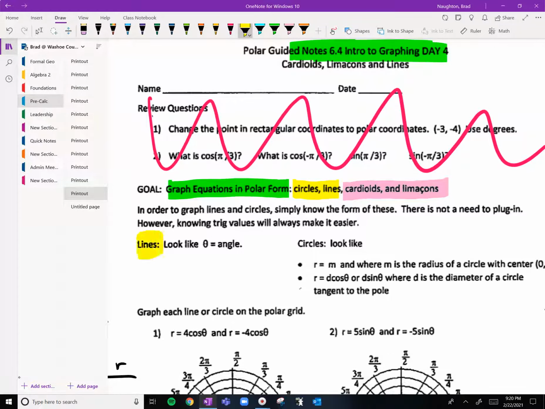So we're going to start with lines. Now lines are going to be special because they're the only one where theta is equal to an angle. So it's the only one. The rest of them are going to use r, and we'll get to that in just a second. So because it's theta equals an angle, remember it's going to be a straight line. It's going to be at that radian measure. Sometimes it's degrees, but the ones we're going to be looking at today specifically are in radian measure.